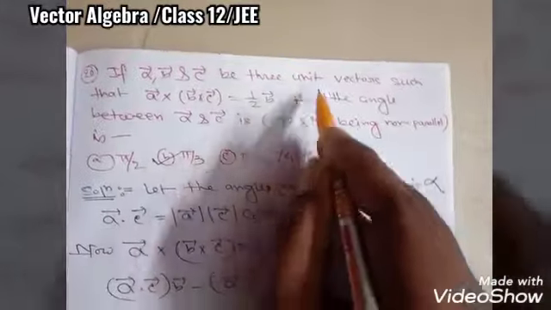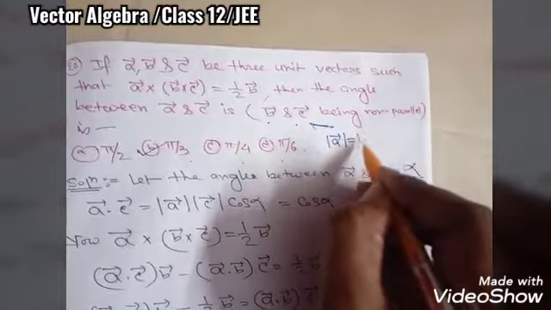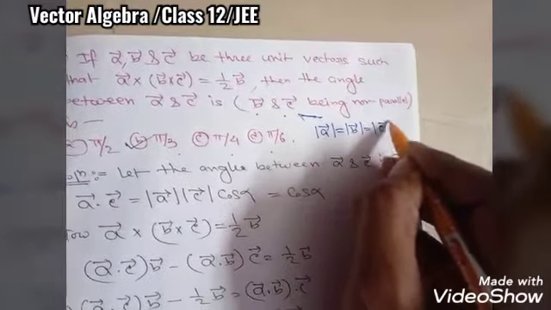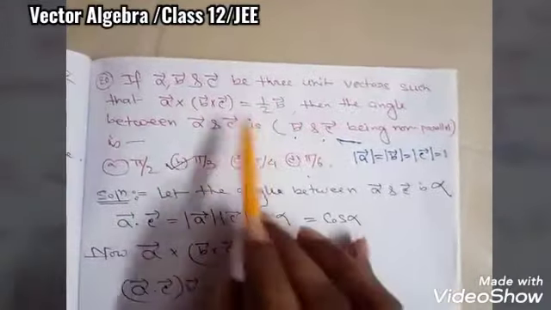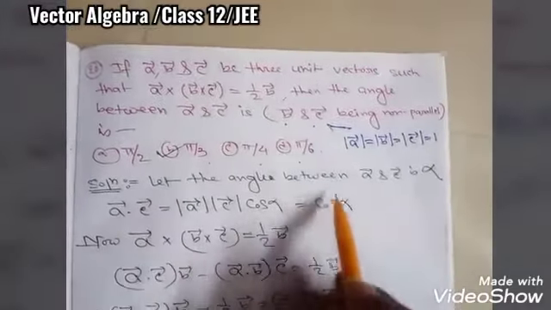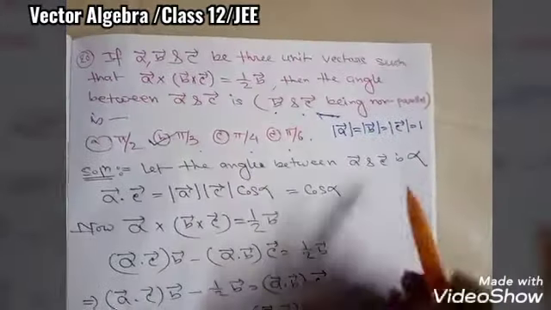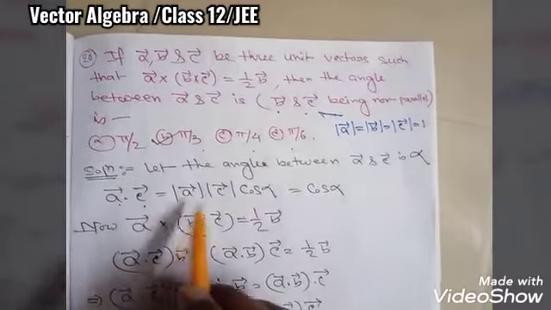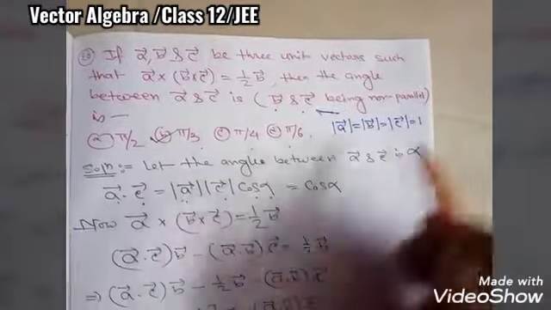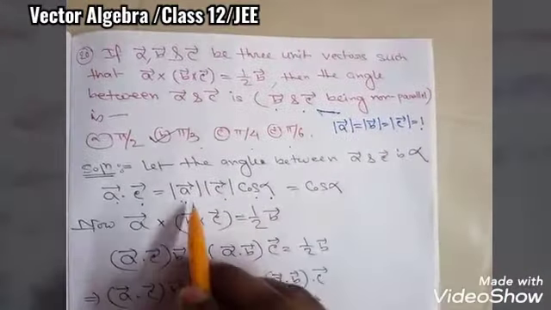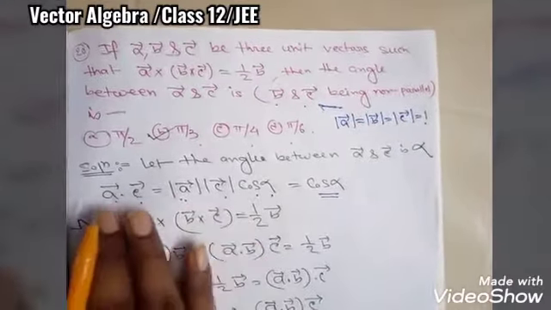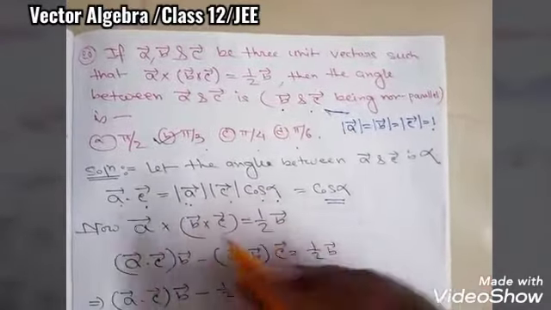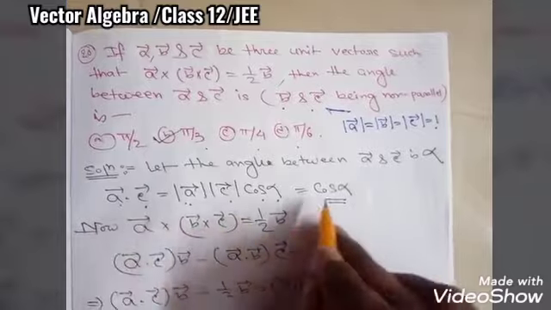So a, b, c are unit vectors. That means modulus of a equal to modulus of b equal to modulus of c equal to 1, as it is unit vector. Now we have to find out the angle between a and c. So let the angle between a and c be alpha. So a dot c means mod a mod c cos alpha, and we know mod a equal to 1, mod c equal to 1. So 1 into cos alpha, this is cos alpha. A dot c equal to cos alpha. Why we have to find out a dot c? Because we will apply this a dot c equal to cos alpha in the next process.